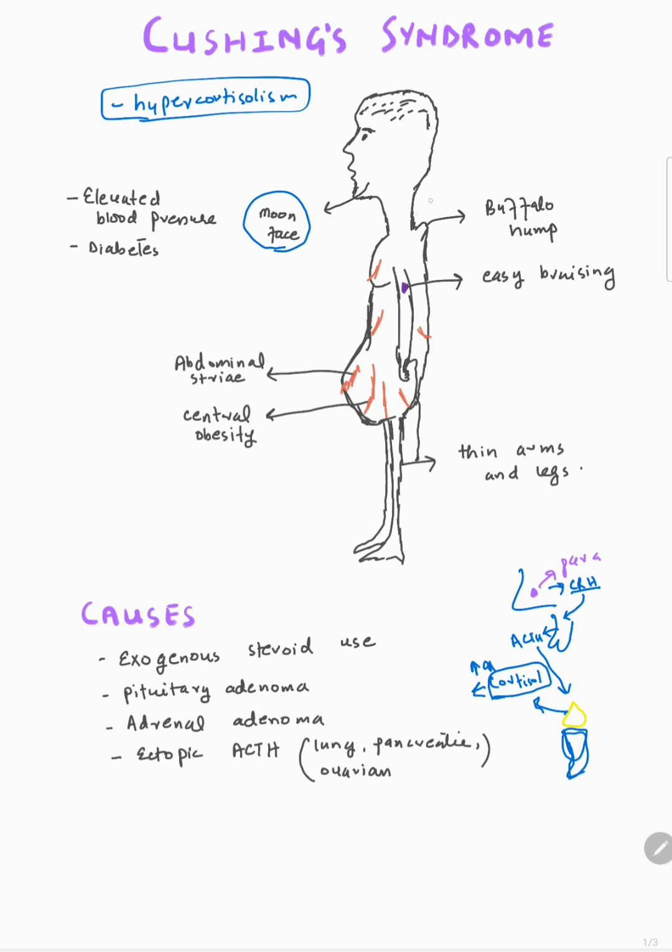Then coming down here, we will have the buffalo hump. You can see the buffalo hump here. When you come down to the shoulder, look for proximal myopathy. Under the armpit here, look for any acanthosis nigricans. On the arms, you can look for bruises, but bruises in general you should look for anywhere on the body, because cortisol, remember, causes atrophy of the connective tissue, of the collagen, and also the skin.